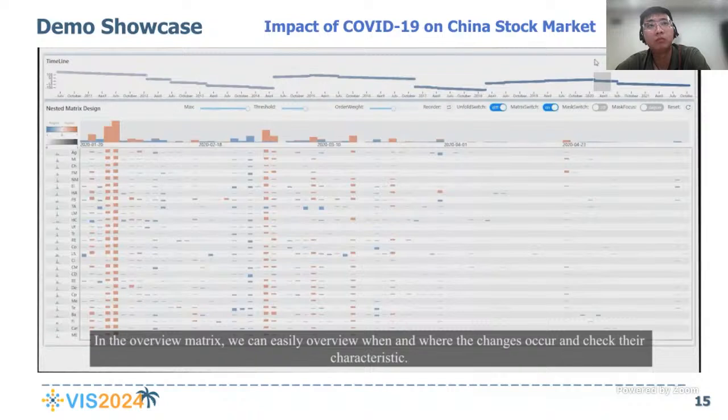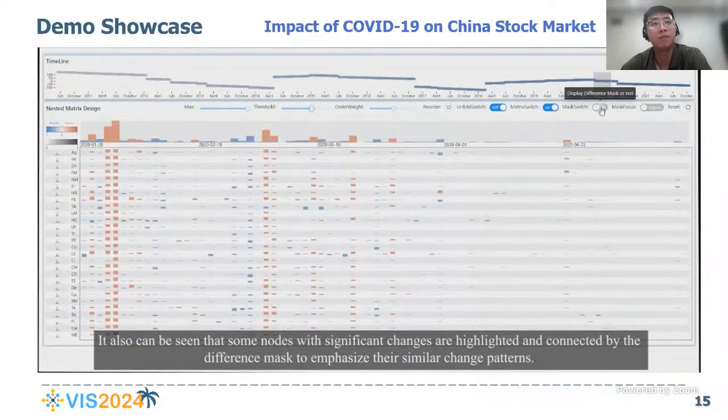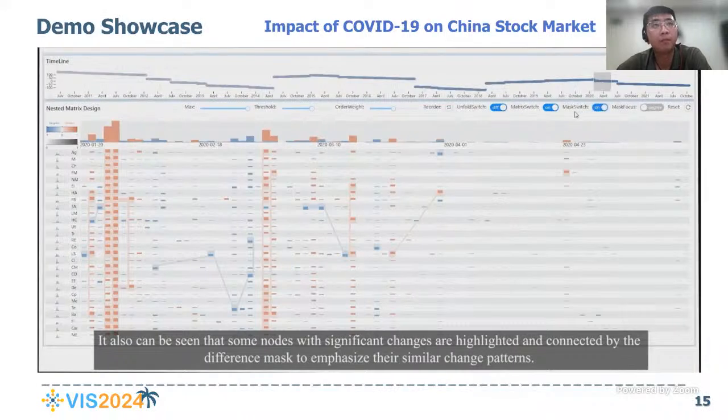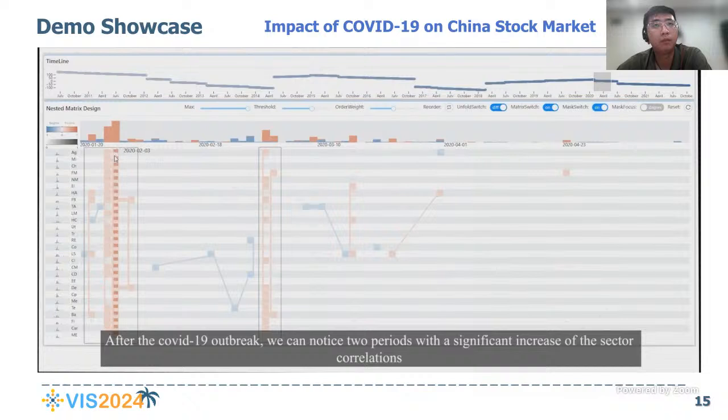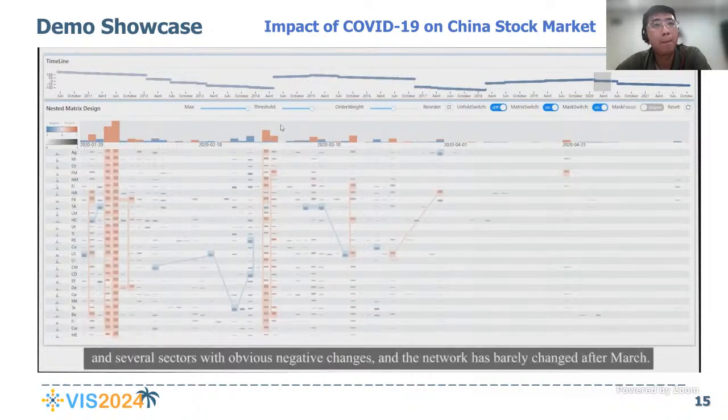In the overview matrix, we can easily see where the changes occur and check their characteristics. It can also be seen that some nodes with significant changes are highlighted and connected by the difference mask to emphasize their similar change patterns. After the COVID-19 outbreak, we can notice two periods with a significant increase of the sector correlations and several sectors with obvious negative changes, and the network has barely changed after March.